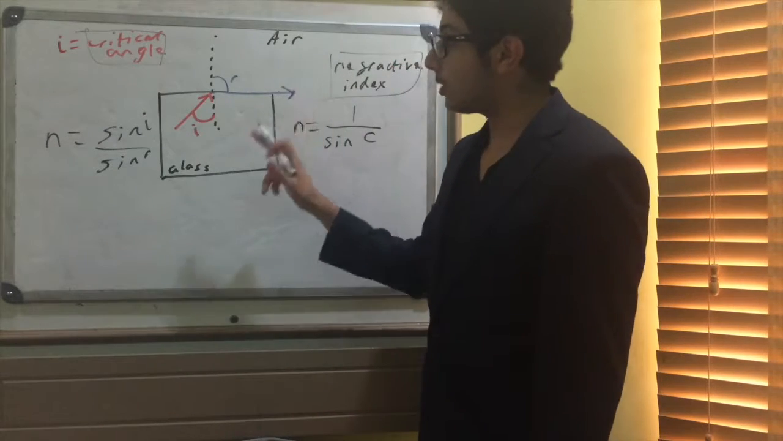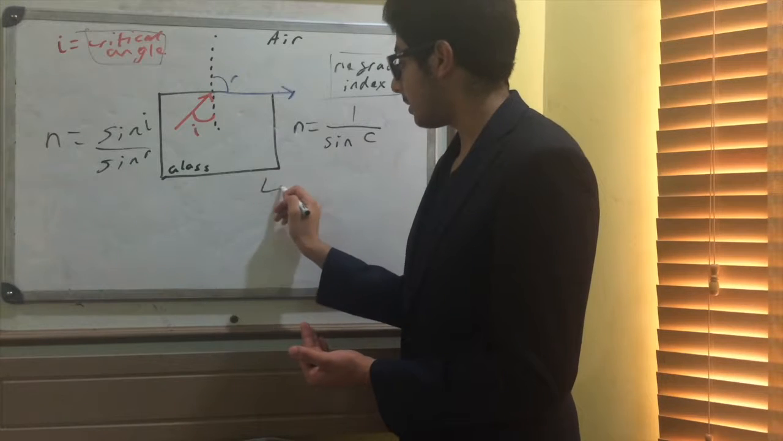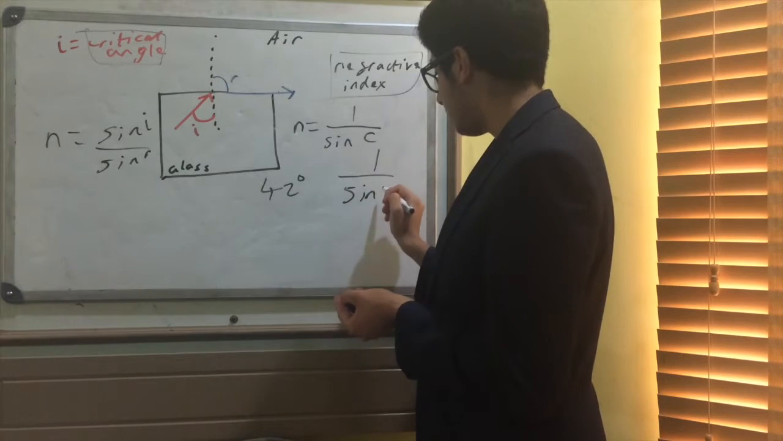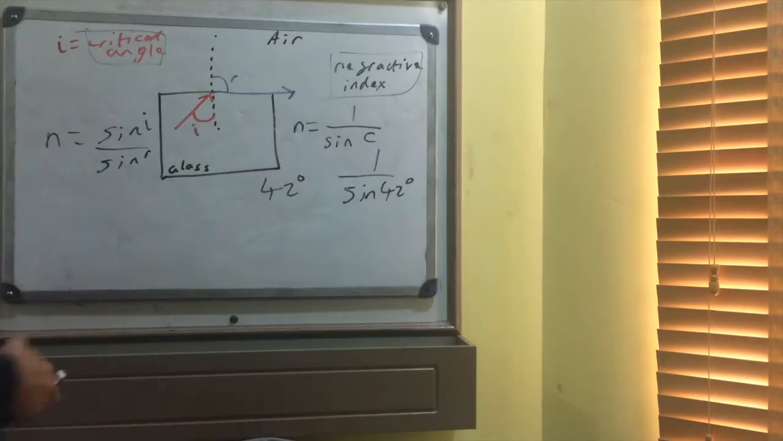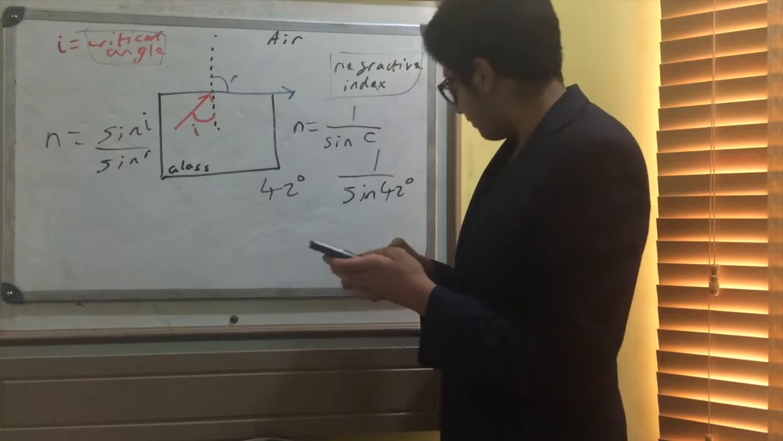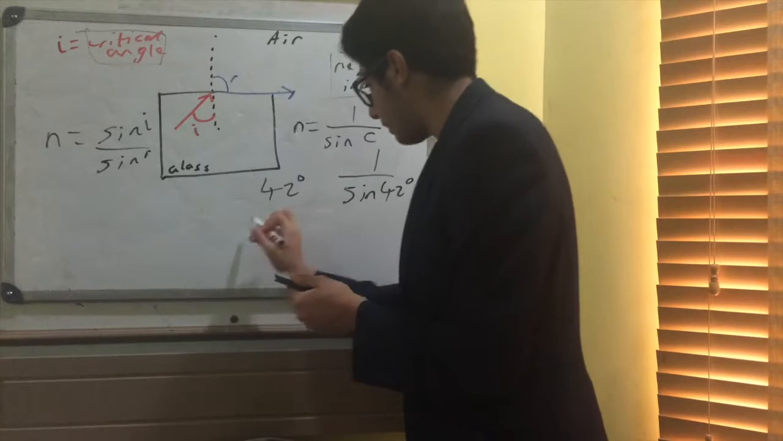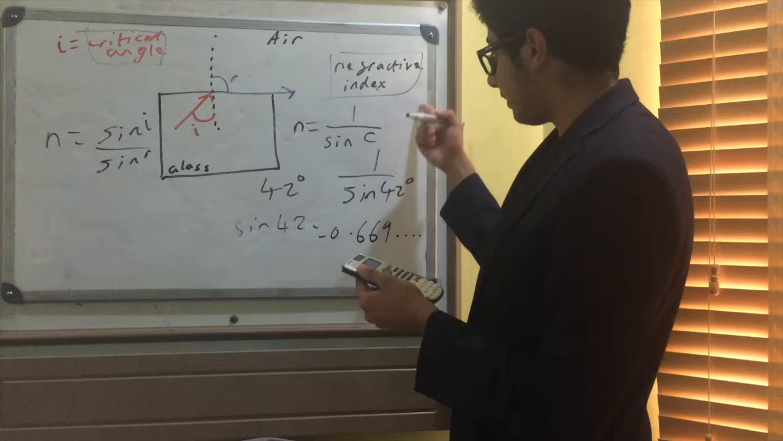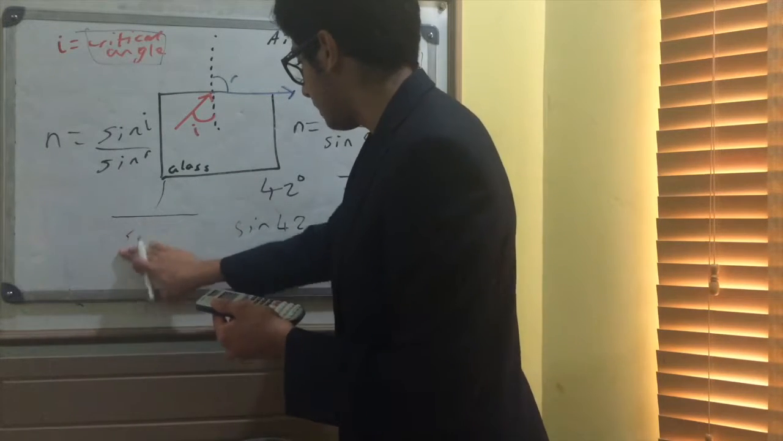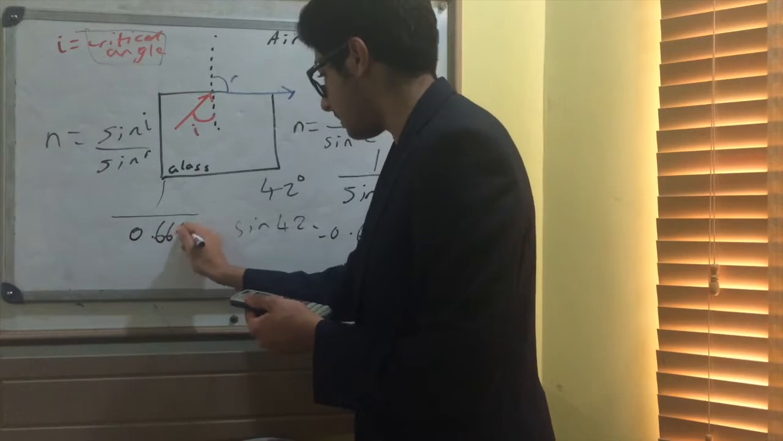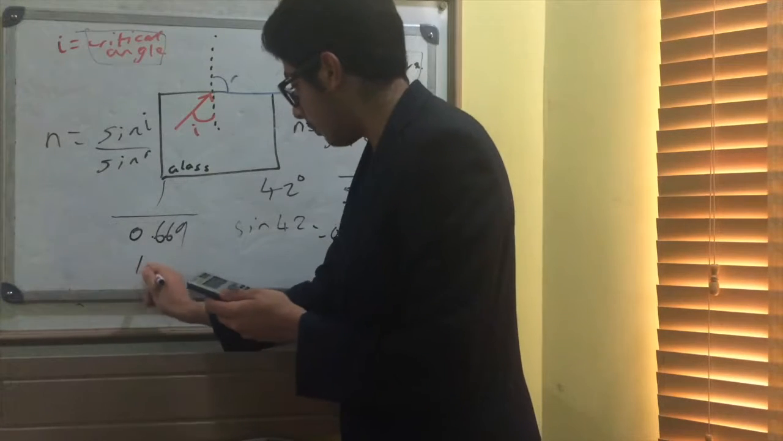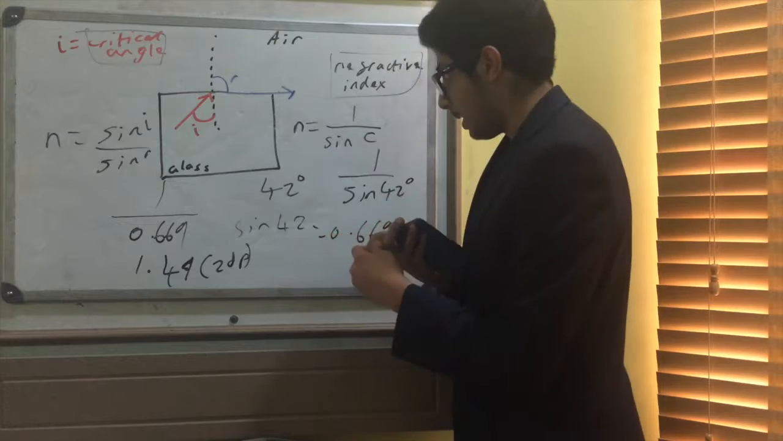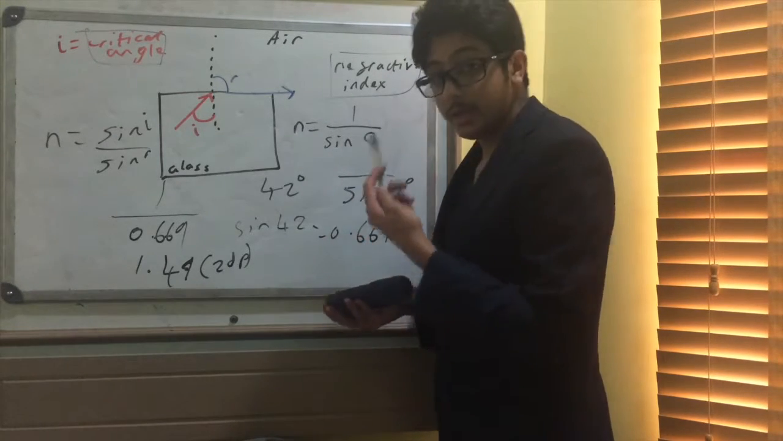So say the critical angle of the glass was 42 degrees. The refractive index of the glass will be 1 divided by the sine of 42 degrees. Let's find out what that is. The sine of 42 degrees is 0.669. And to calculate the refractive index, 1 divided by that gives you 1.49 to 2 decimal places. And they might give you a question on this in the exam.